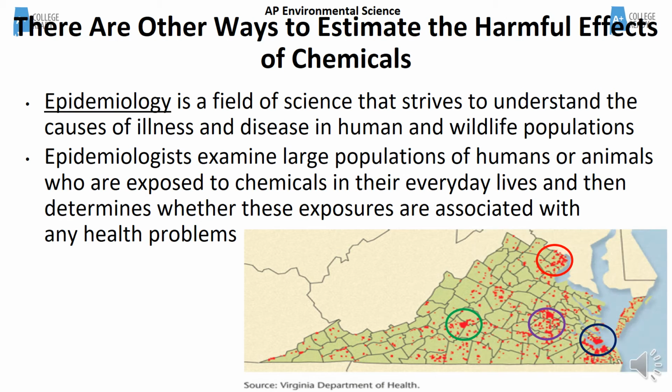Epidemiology is a field of science that strives to understand the causes of illness and disease in human and wildlife populations. Epidemiologists examine large populations of humans or animals who are exposed to chemicals in their everyday lives, then determine whether their exposures are associated with any health problems. Looking at this map here of Virginia, you're looking at outbreaks of food poisoning, and the circled areas are the centers of the food poisoning.